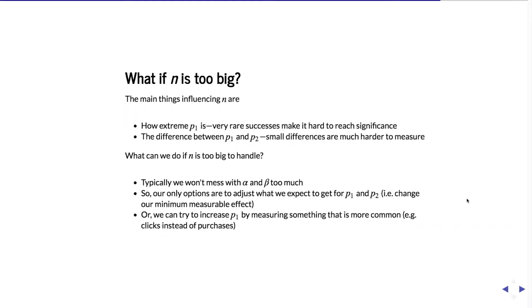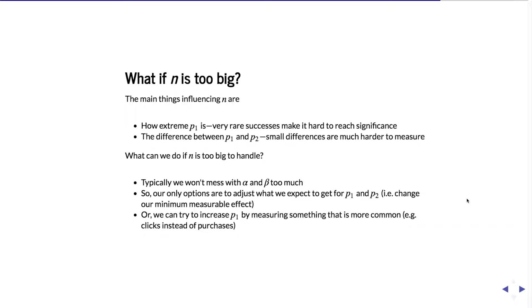So the question is, what if n is too big? The main things influencing n are going to be how extreme your baseline is. So very rare things are going to make it hard to reach significance, and that's usually the things you care about. And then what's the difference between P1 and P2? Small differences are much harder to measure. So what can we do if n is too big to handle?